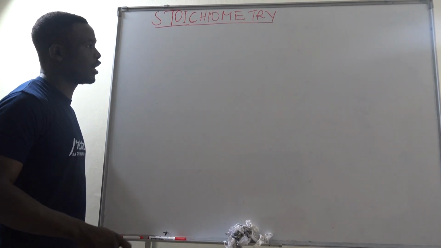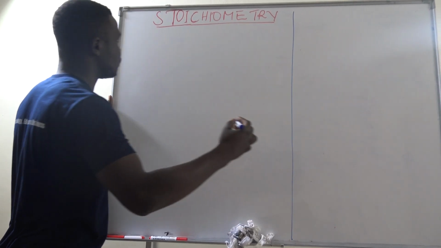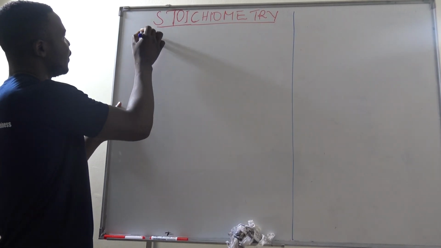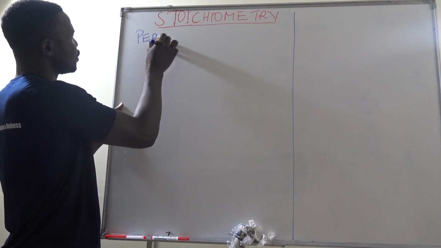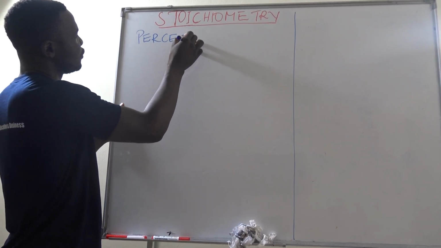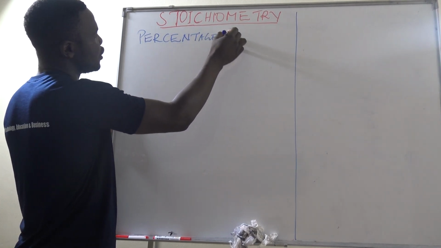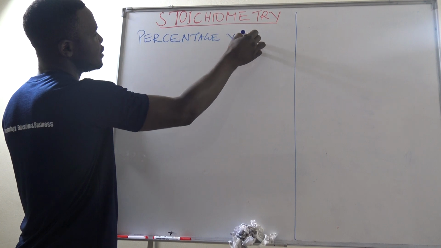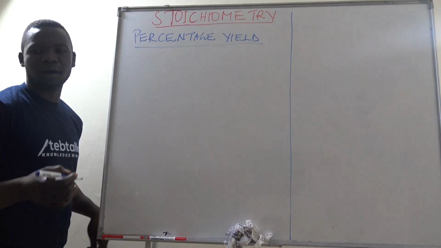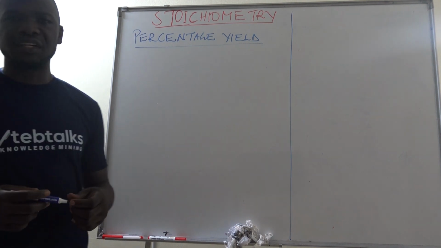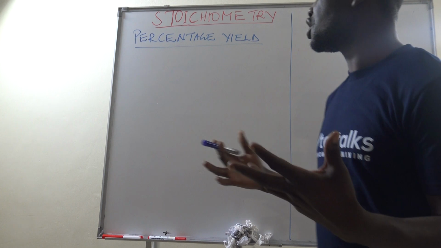It's Expedite again. We are still looking at the geometry, and tonight in our lesson we're going to look at something interesting, and this is called percentage yield. Today we shall be discussing more about percentage yield. Now, what do we mean when we say percentage yield?